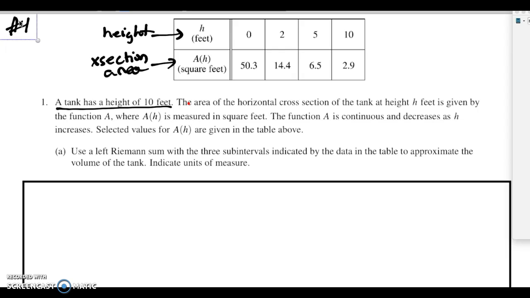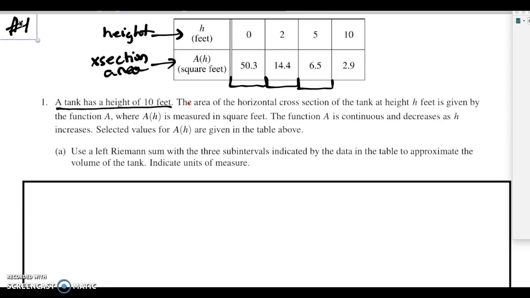So your left Riemann sum, we start on the left side. 1 rectangle, use that height. 2 rectangles, use that height. 3 rectangles, use that height. When you do a left Riemann sum, you leave off the last value. When you do a right Riemann sum, you leave off the first value.